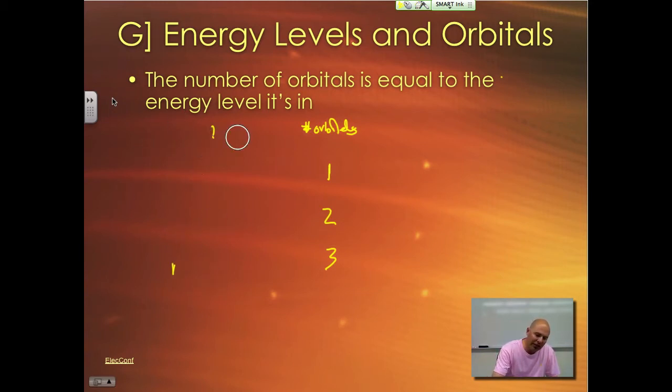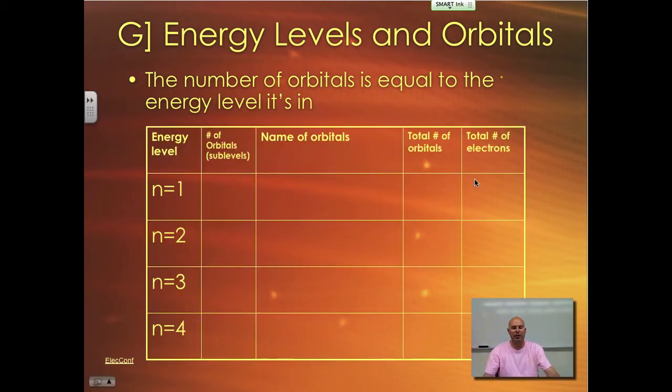So let's go right ahead and start to fill out a little chart. I'm going to move this chart forward here. I won't fill it all out completely, but basically, here we go. I've got my energy level. Notice N equals 1, 2, 3, 4. That's my energy level. Now, the number of orbitals or sublevels: you'll see I'm going to name these, so we have number of orbitals, name of orbitals, and total number of orbitals, and I'll clean that up as I go through. But basically, the number of orbitals is the same as the energy level. So we have 1, 2, 3, and 4.